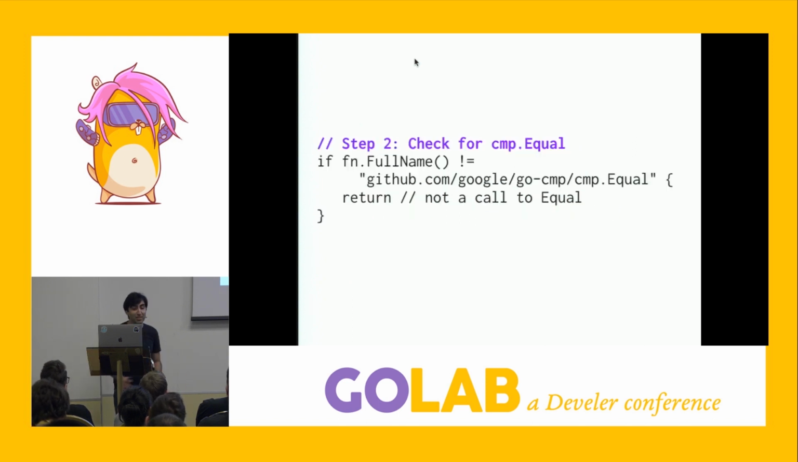Okay, so now we have a function call, and we have the information about the function that we're calling. Let's check to see if it's the right function. And we're going to do that by checking the name of the function. This is package path modified. So if it's the right package path and the right function name, then we're calling comp equal. And if we're not, then we don't care about this function call. There's nothing we can report diagnostic wise about this function, so we're just going to return early.